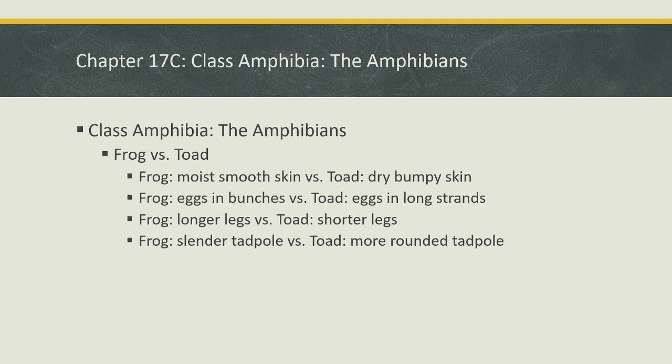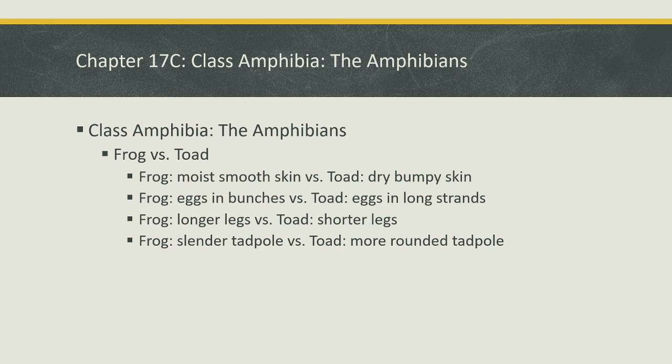And then just a little bit about frogs versus toads, because you're probably familiar with both of those terms and might wonder what's the difference between a frog and a toad. A couple of the differences. First, as far as their skin is concerned, frogs usually have moist, smooth skin, whereas toads usually have drier, bumpy skin. And with their eggs, frogs lay their eggs in bunches, like little piles of eggs, whereas toads lay their eggs in long strands, like a line of eggs, another line of eggs, another line of eggs.